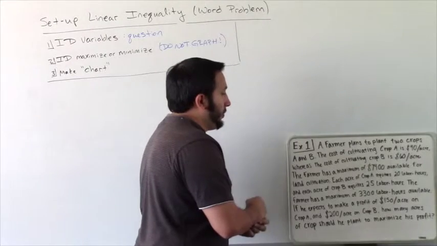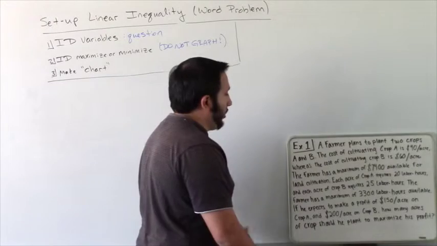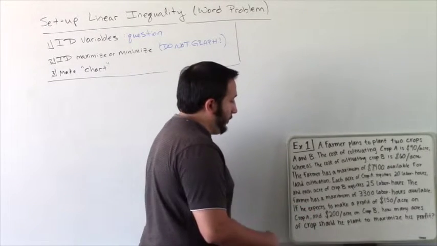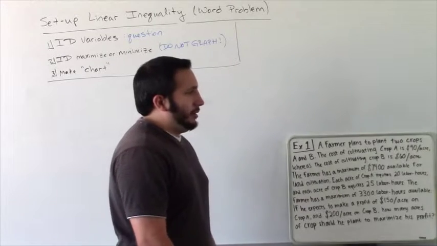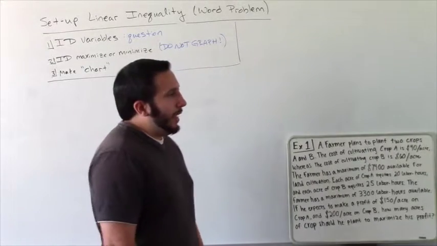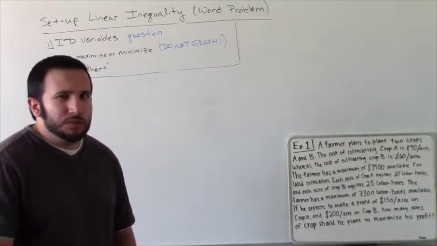If he expects to make a profit of $150 per acre on crop A, $200 per acre on crop B, how many acres of crop should he plant to maximize a profit? It's a long problem, okay? This is why I want you to break it down. I just kind of skimmed through it. I just kind of wanted to see what was going on.